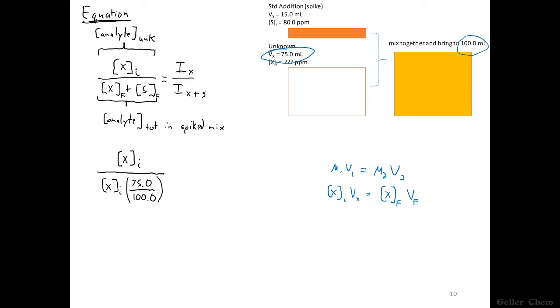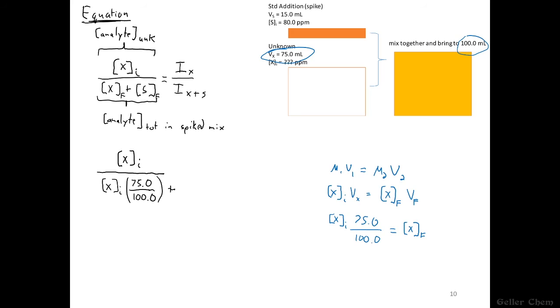So from here I just do some algebraic rearrangement and plugging in numbers as I can. We have on the left side x initial times Vx, which we have identified as 75.0 milliliters, I won't bother writing the unit, divided by Vf, which we have identified as 100.0, and on the right side we're left with just final concentration of the unknown. And so I'm just plugging in that expression over here to give me this.